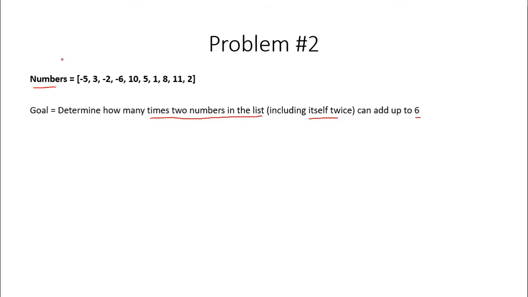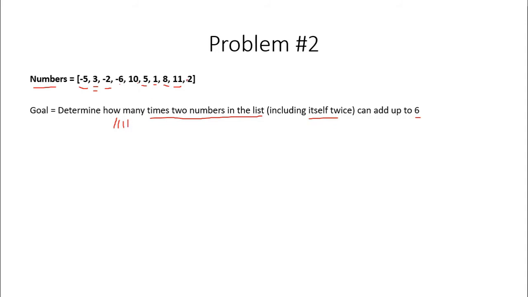So what we can say is we'll look at this number. And are there any numbers that also add up to 6, including this? So I would say negative 5 and 11 can do it. So that's 1. And then 3 and 3 can do it with itself. That's 2. So on and so forth. So I think negative 2 and 8 can do it here. 3. Negative 6 can't do it with anything. 10 would need a negative 4, which I don't see. 5 and 1 can do it.